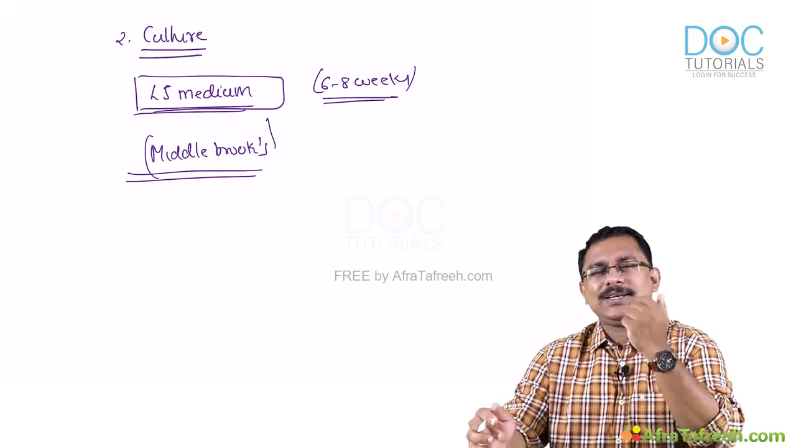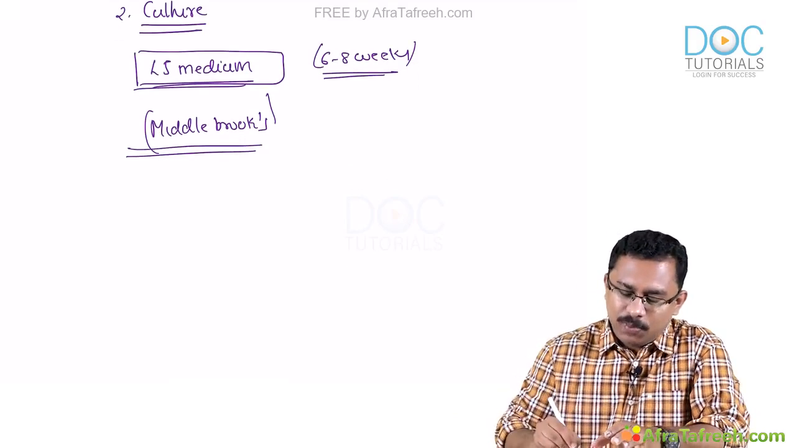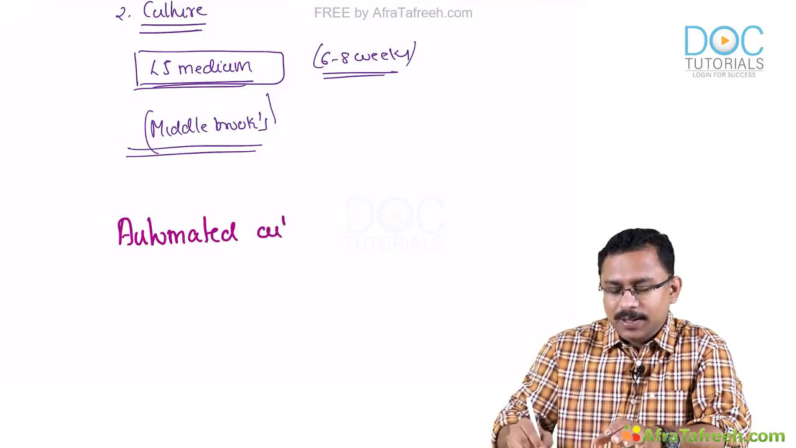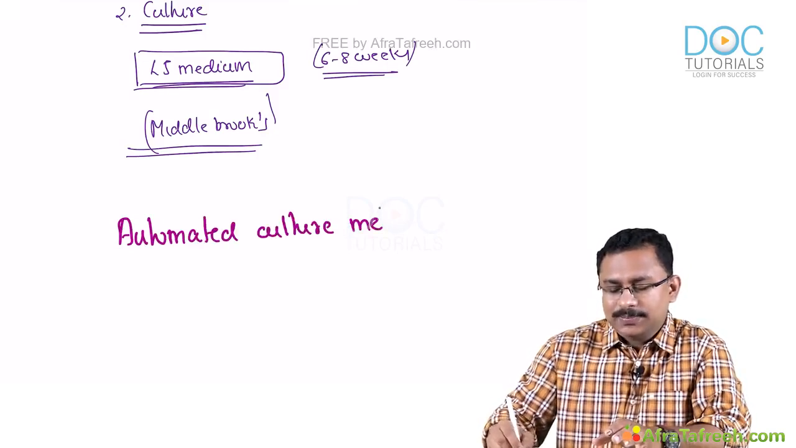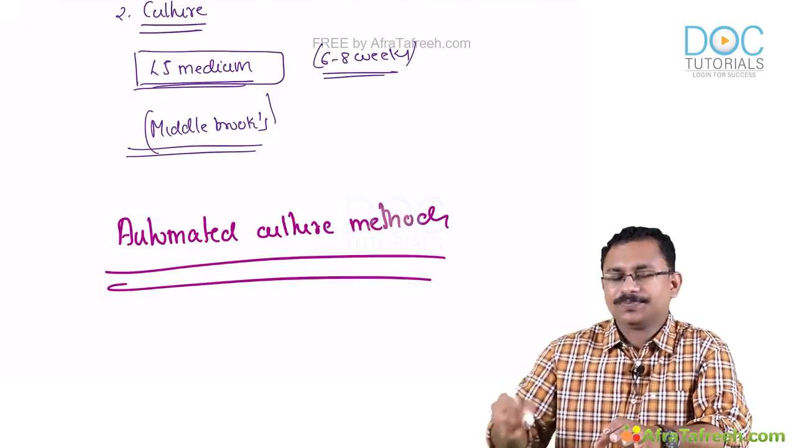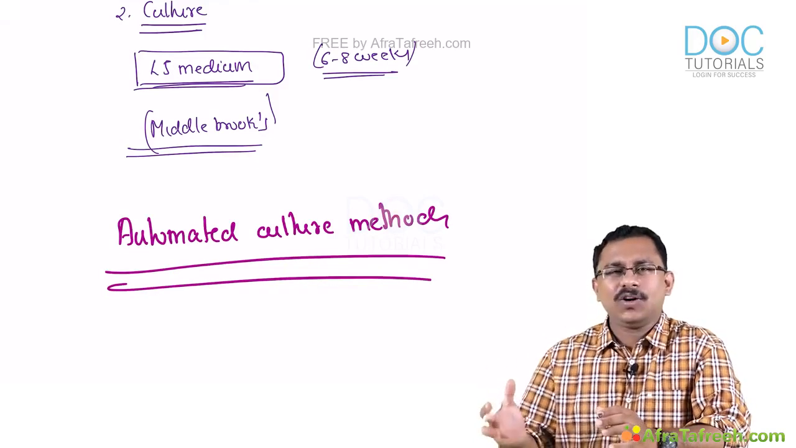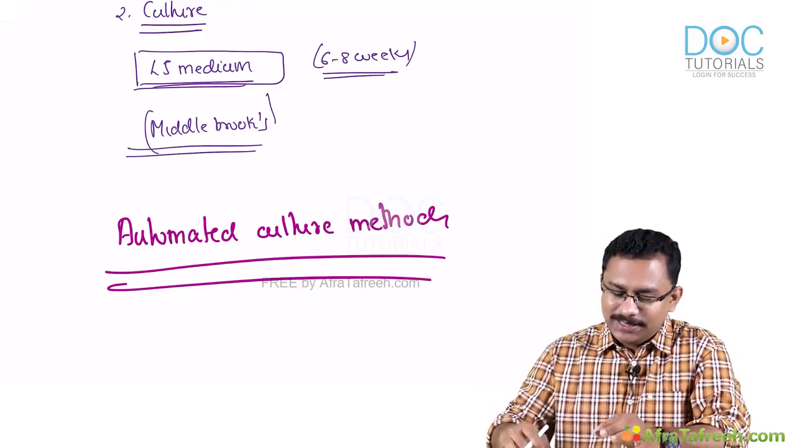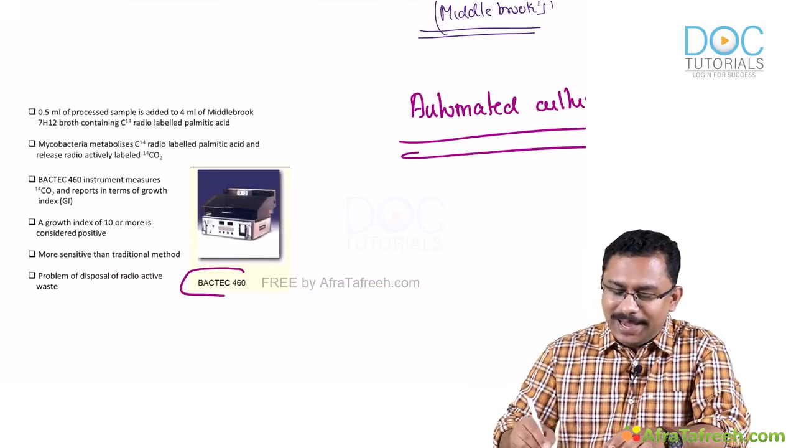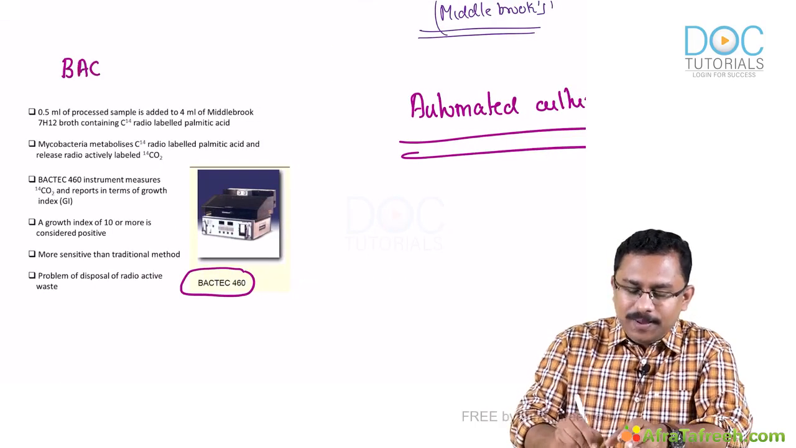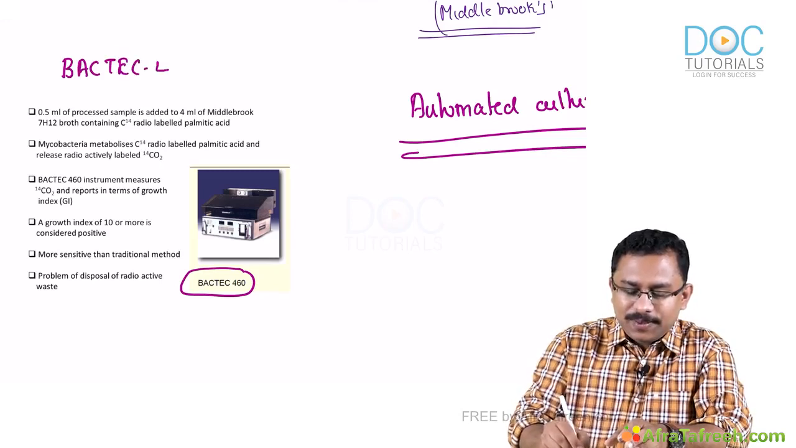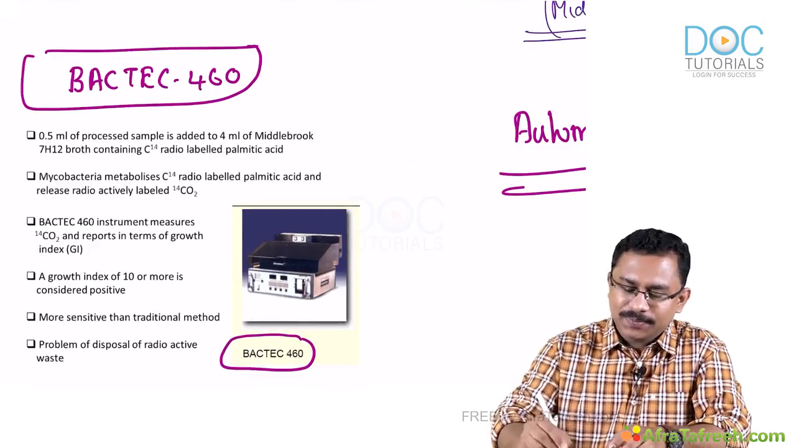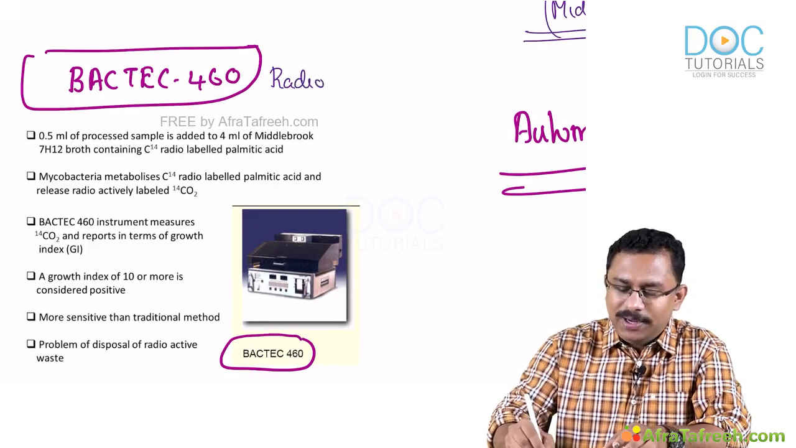So because of which currently we are advocating more the automated culture methods. So that can be used. Now, what do I mean by automated culture methods? You have mainly two automated culture methods. I'll just show you. One is your BACTEC 460 method, which is actually a radiometric method. Okay, so this is a radiometric method.